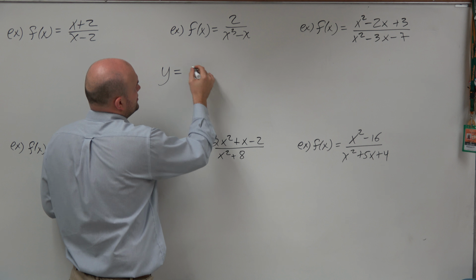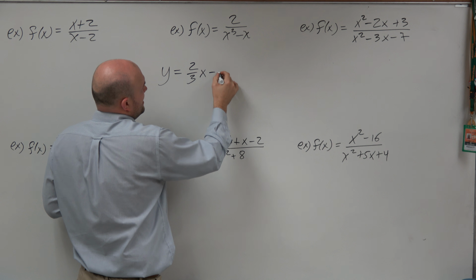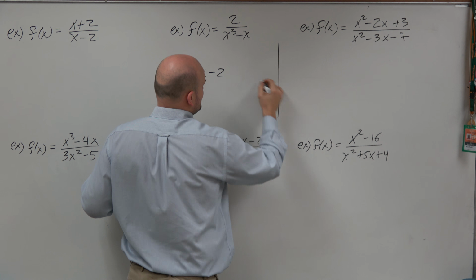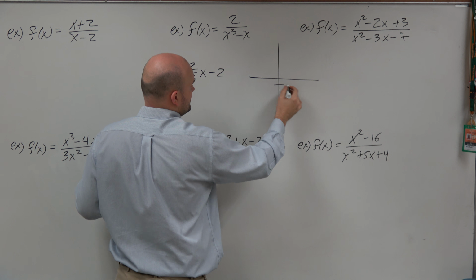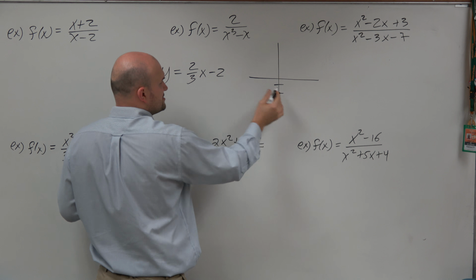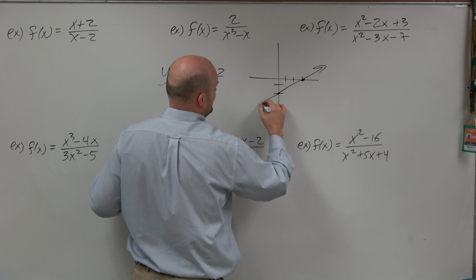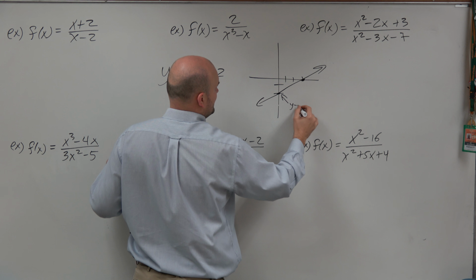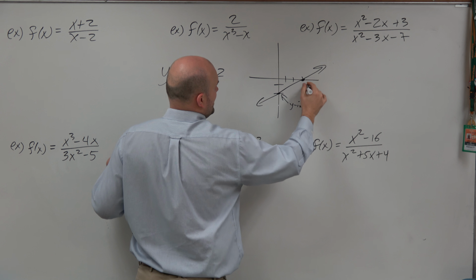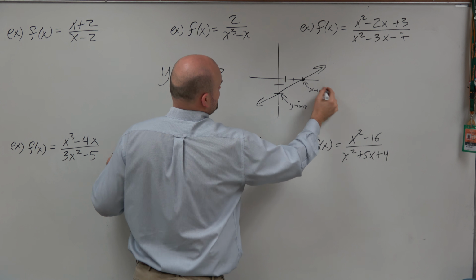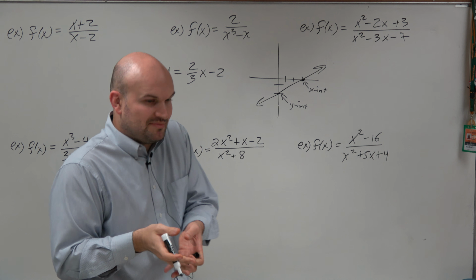So let's do 2/3 x minus 2. If we were going to graph this, we'd find our y-intercept, which is at negative 2. Then we take our slope up 2 over 3, 1, 2, 3. Okay? And then we'd have a nice little line like this. So therefore, we have our y-intercept, and we have our x-intercept. In this graph, it's obvious what our x and y-intercepts are, and that's what I want to do.